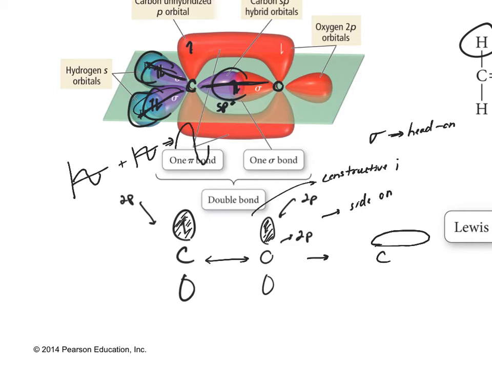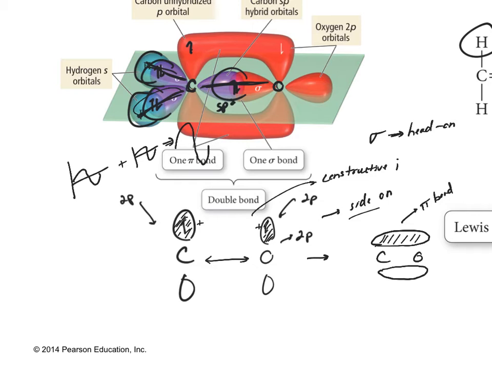So when I do the shading, I'm talking about the phase of the orbital, right? This positive phase has to be in the exact same phase as the orbital that's overlapping in the side-on manner. If we do that, we get what is called a bond, which is good. That's the entire purpose of this. This is what we call a pi bond, and it's going to form in this side-on manner as opposed to the head-on manner that we have from the orbital overlap for the sigma bond, right?